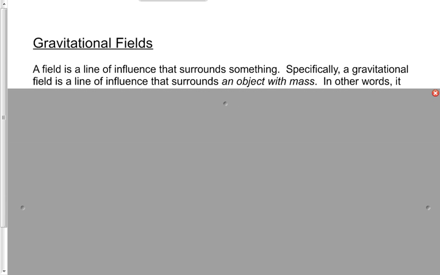A field is a line of influence that surrounds something. There's lots of different kinds of fields. There's gravity fields, there's electric fields, there's light fields, there's heat fields. Specifically, we're talking in this unit about a gravitational field. It's a line of influence that surrounds an object with mass.